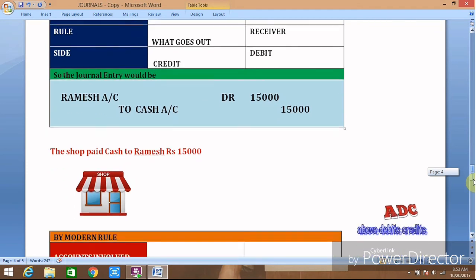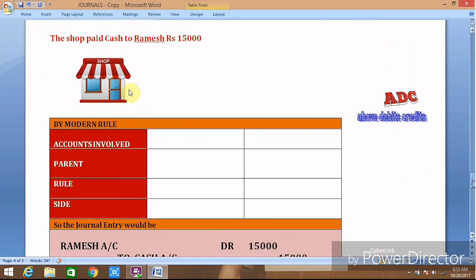If we go on to solve the same question with the modern rule, okay, the shop paid cash to Ramesh rupees 15,000. This is the same question, as you can see. So the two accounts involved were the cash and your Ramesh account. Fine. So modern rule classification for cash is an asset and Ramesh is a liability, because we have already written in our books, since we have taken goods from him on credit, that he was already classified as a liability. Fine. So the rule for asset was: an increase in asset is debited and a decrease in asset would be credited.